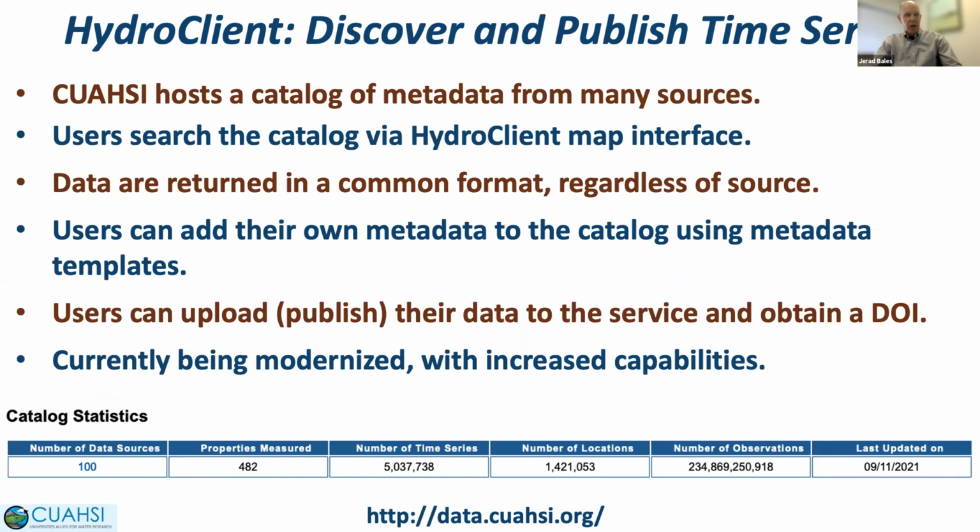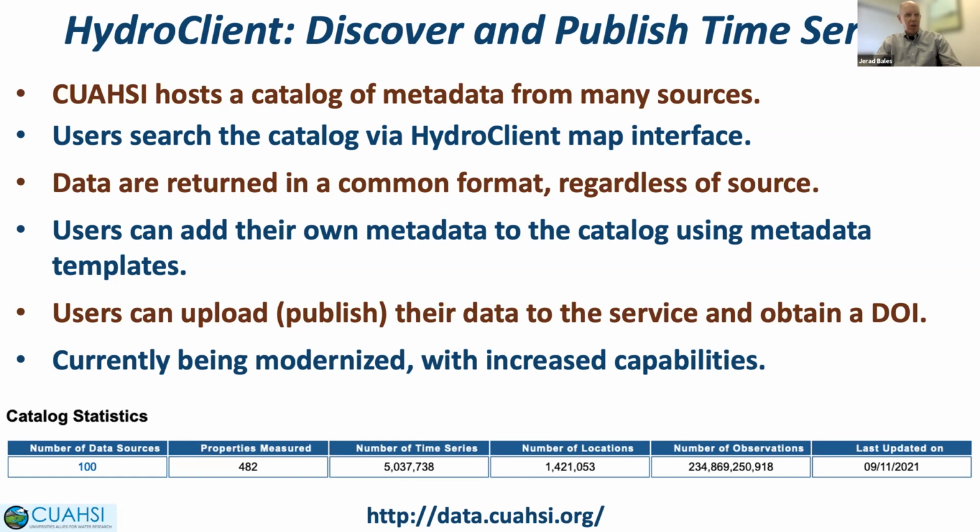So for HydroClient, we host a catalog of metadata from many sources. You can search that catalog via a map interface, and then all of the data are returned in a common format regardless of the source. So for example, you can return NASA data and USGS data and Bureau of Reclamation data all in a common format if you want to search, for example, water temperature data. You can also upload and publish your data through the HydroClient and get a DOI.